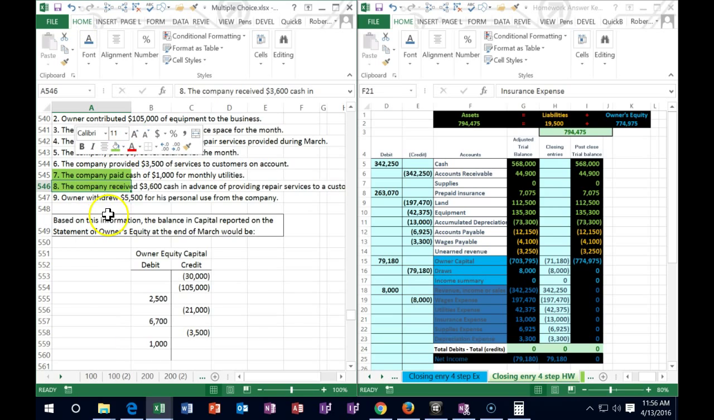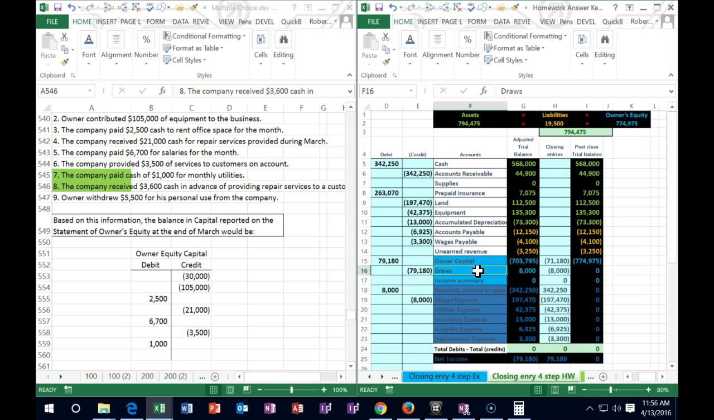And then the last one said the owner withdrew $5,500 for his personal use. So is cash affected? Yeah, cash is going down. Cash is a debit. We're going to credit cash. And then we're going to debit what? Draws, which is part of the equity. It's going to be closed out to capital at the end of the day. So we're going to say that draws is going to be the debit there, 5.5.